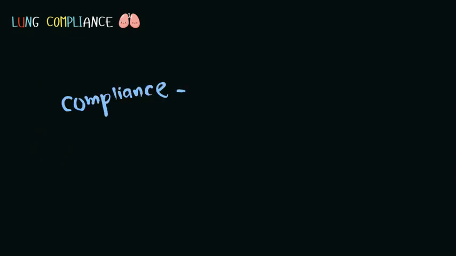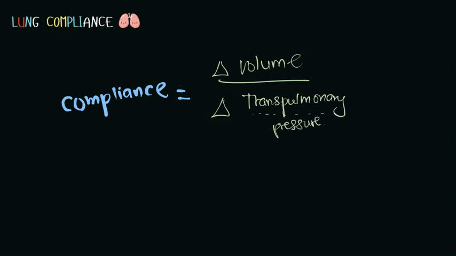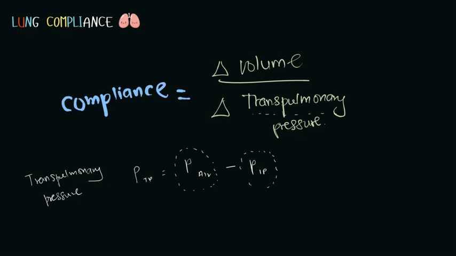In mathematical terms, compliance is equal to change in volume per unit change in transpulmonary pressure. A subtle yet important detail to be pointed out here is that it is transpulmonary pressure instead of just pulmonary pressure. Transpulmonary pressure is the difference between alveolar pressure and interpleural pressure. Alveolar pressure is the pressure inside the lungs. Meanwhile, intrapleural pressure is the pressure inside the pleural cavity, assisting or resisting the expansion of the lungs. Therefore, the use of transpulmonary pressure reflects the true distending pressure.